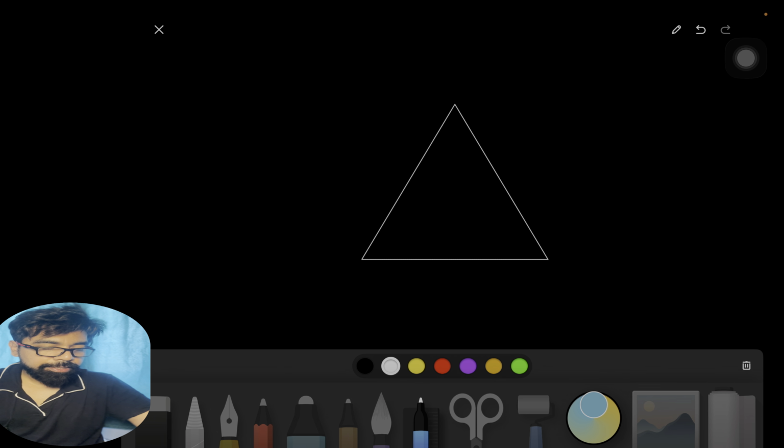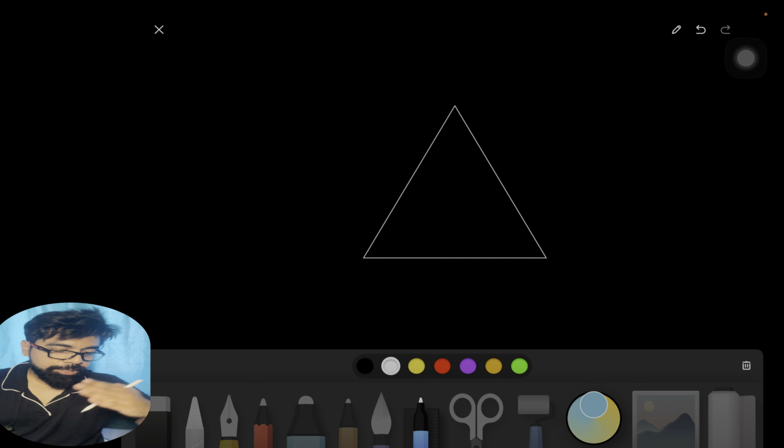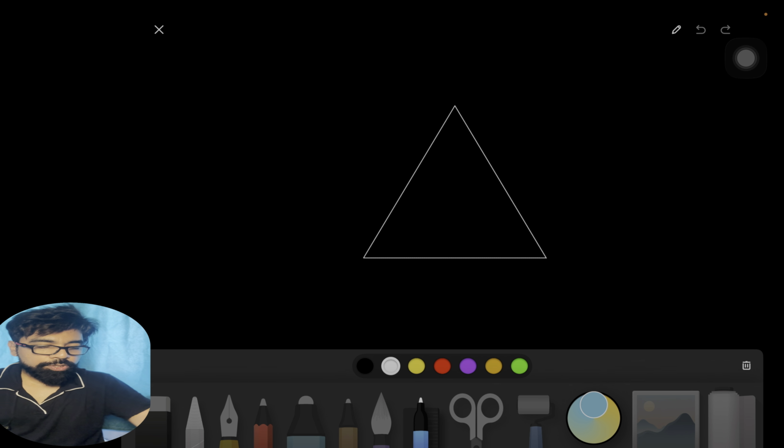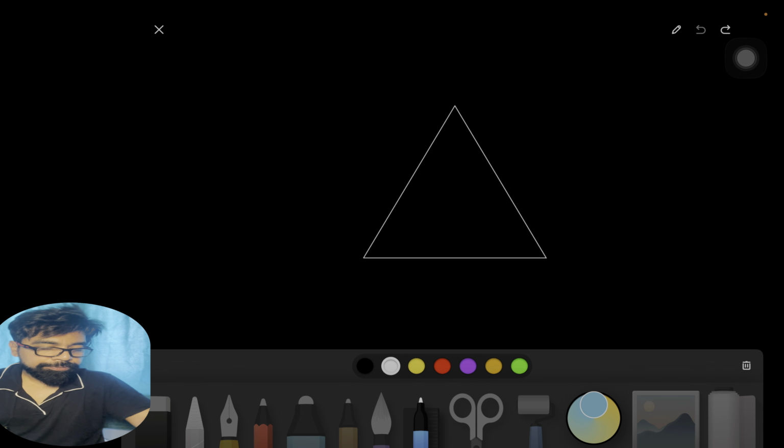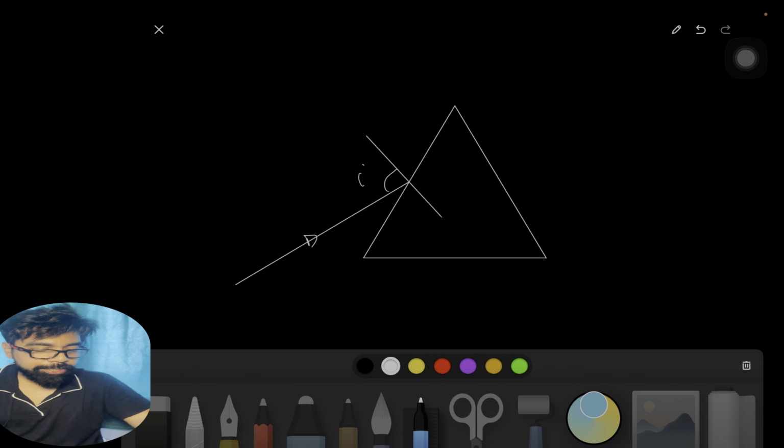It is basically a slab of glass which is cut in the shape of a triangle. So in 3D it looks like this. This is basically the 3D representation, but the problem is given in 2D. So now this is a ray of light that is incident, and here is a normal. This is the angle of incidence, and the ray bends towards the normal because the light is going from rarer medium to denser medium. Now you draw the normal here.